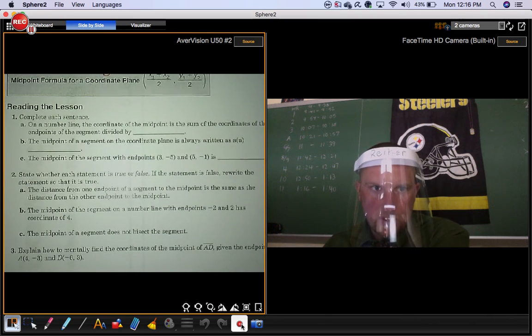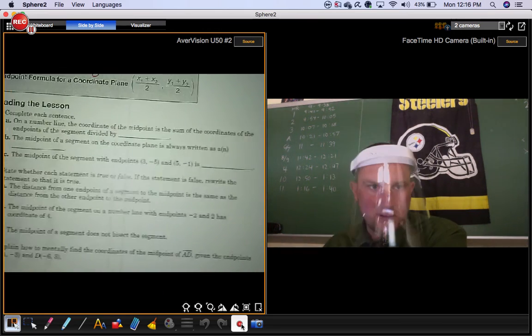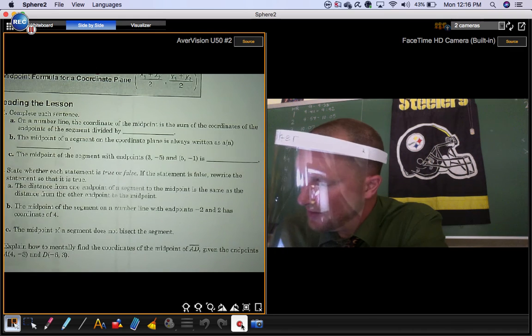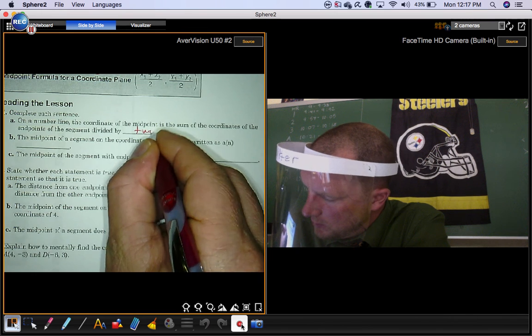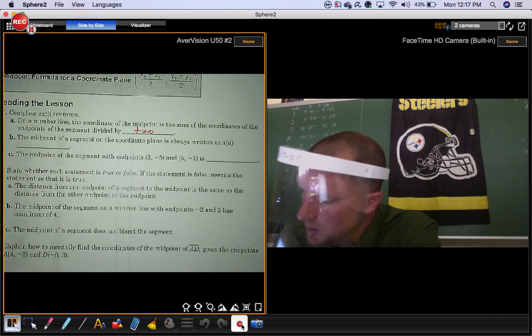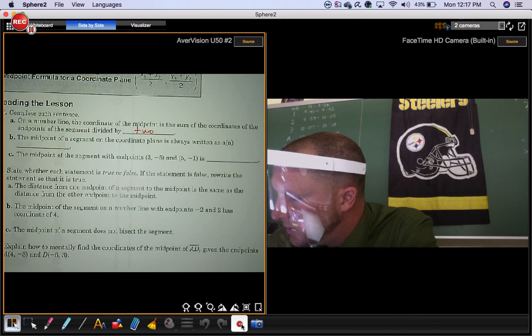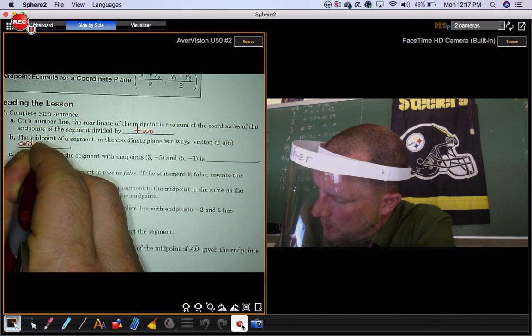Okay, so let's look at the reading the lesson portion. We're going to complete this sentence. On a number line, the coordinate of the midpoint is the sum of the coordinates of the endpoints of the segment divided by 2. The midpoint of a segment on the coordinate plane is always written as an ordered pair.